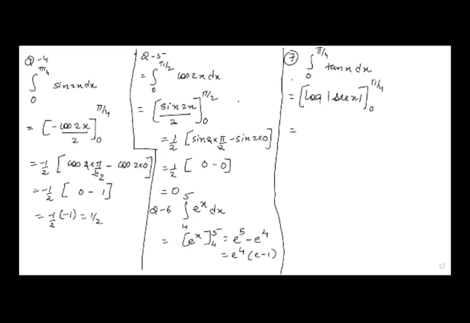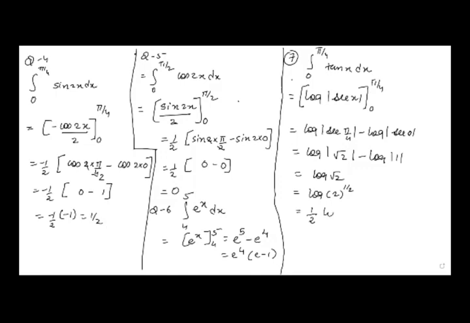We'll keep the value of x as pi by 4, then 0. This is root 2, whereas this is 1, and log 1 is 0. So final answer is log root 2. I know that I can write it as 2 raised to 1 by 2, and applying the property of log, I can take this in coefficient to write it as half log 2.